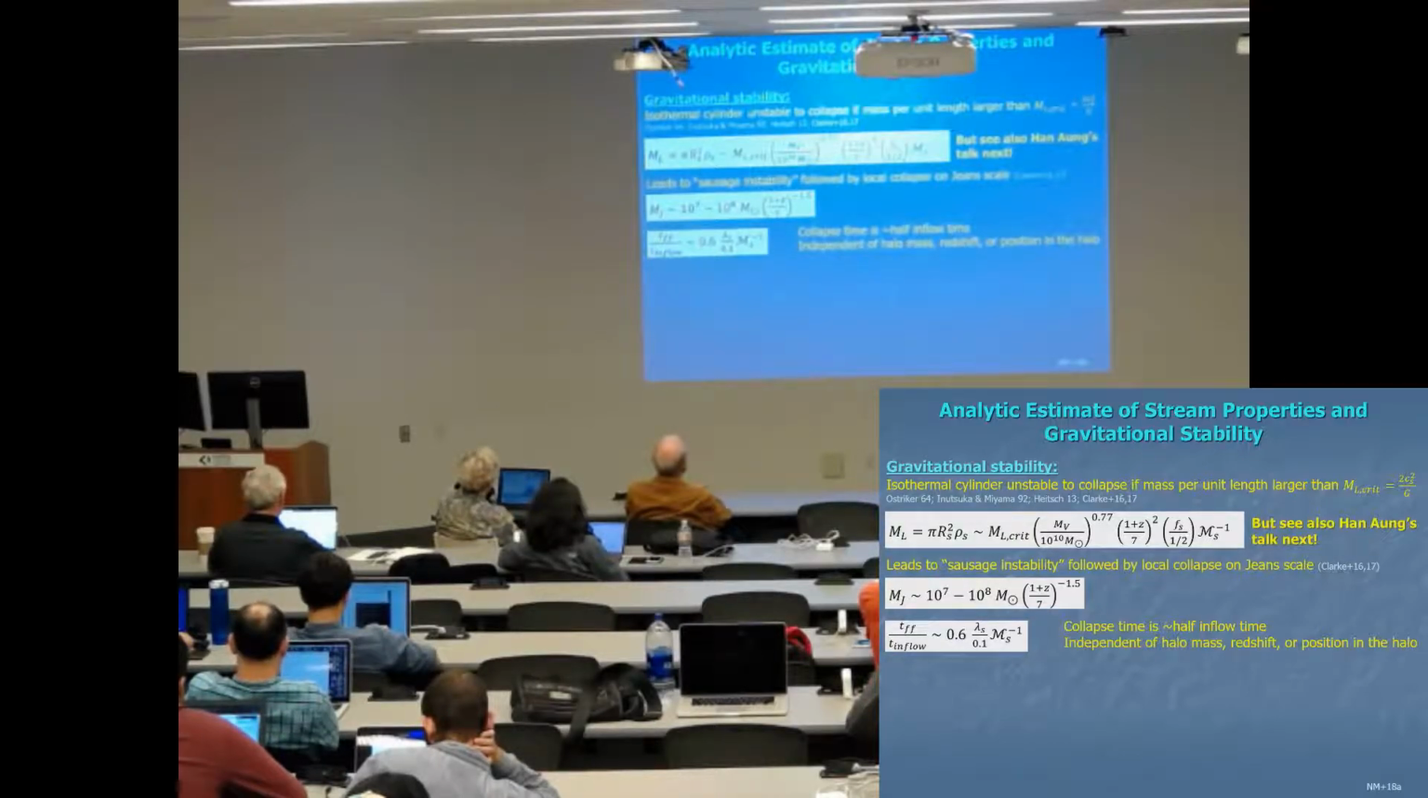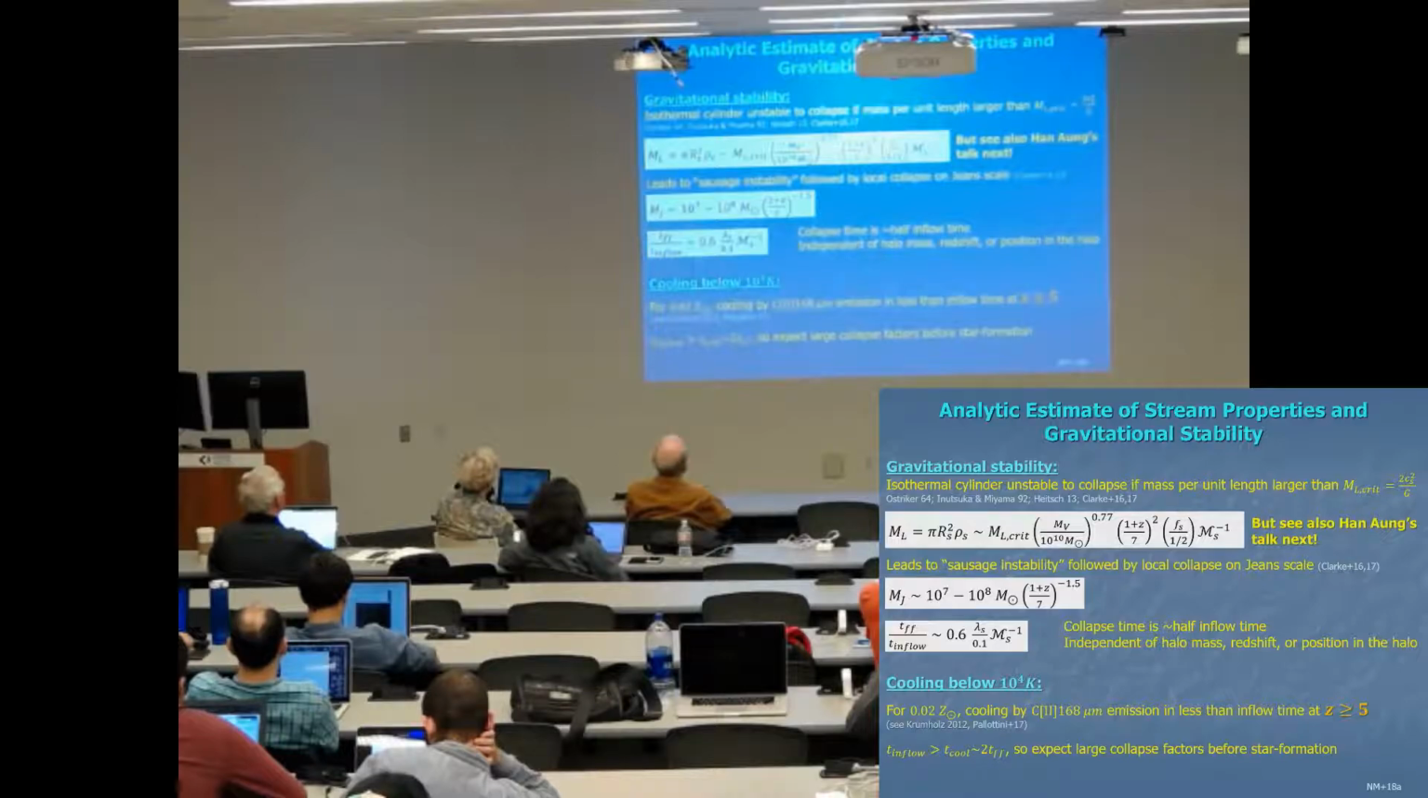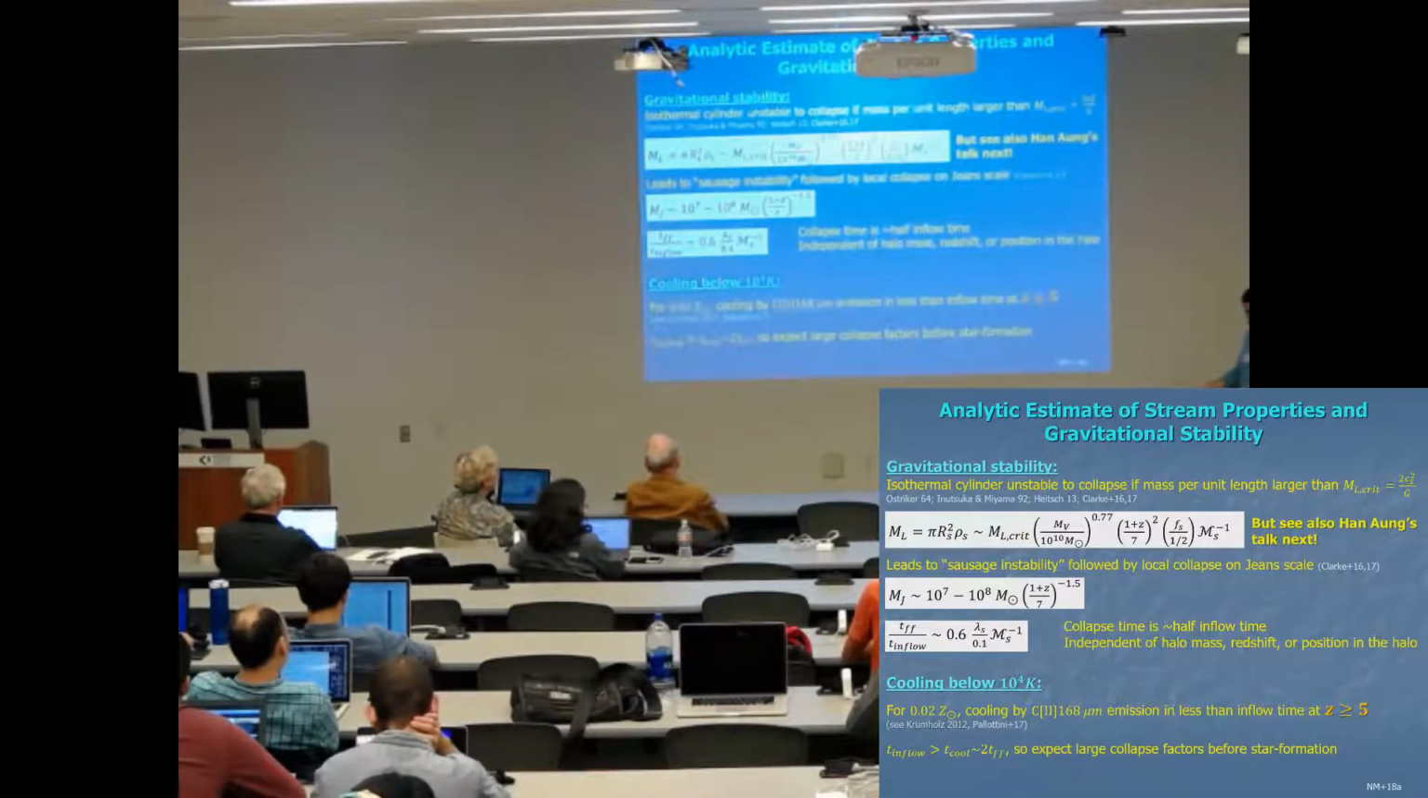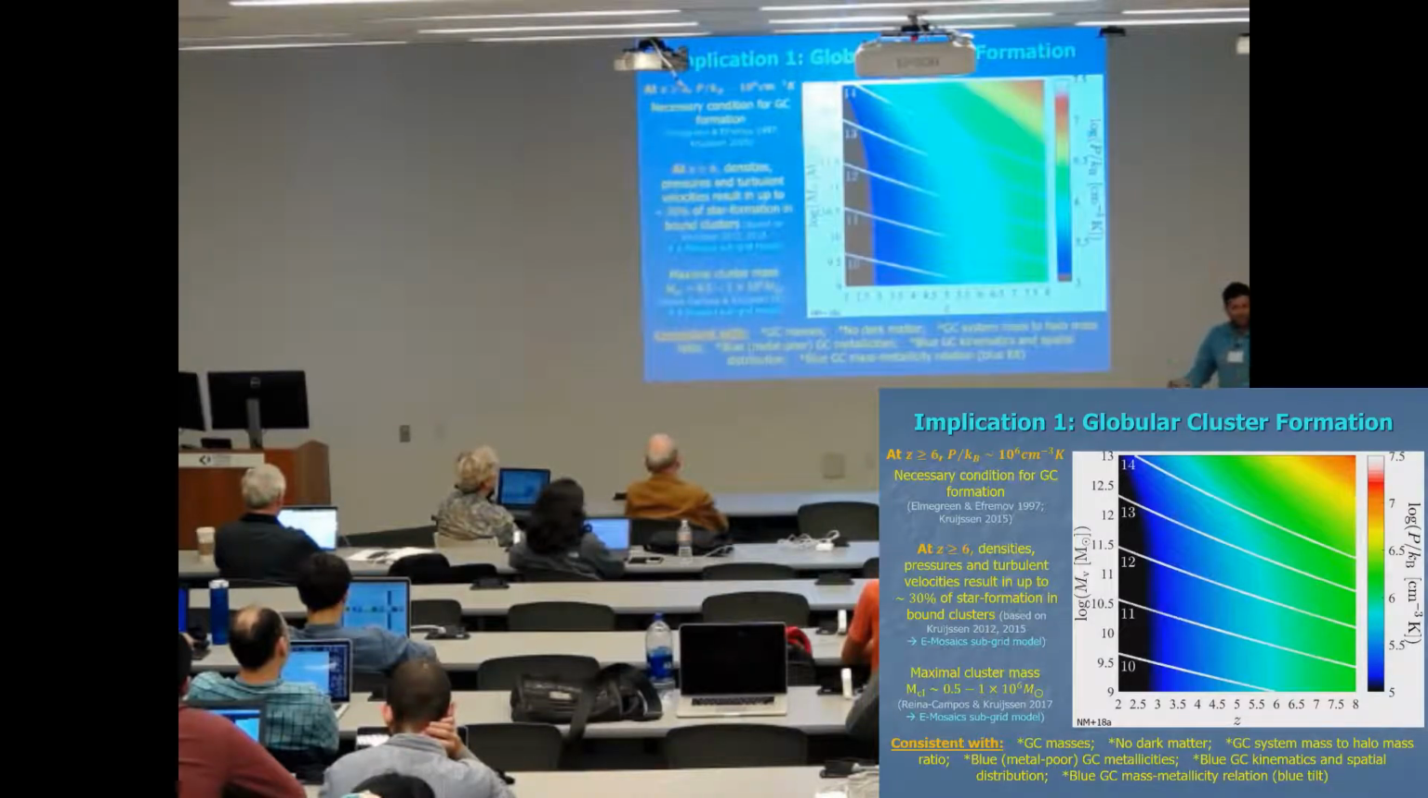And can they cool below 10 to the 4? Well, in this model, for about 1 or 2% solar metallicity, considering C II emission, which was motivated by these studies, at redshift above 5, the streams are dense enough to allow cooling down to 100 Kelvin in less than the virial crossing time. So this is consistent with what we see.